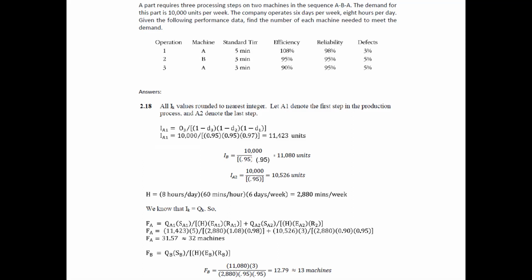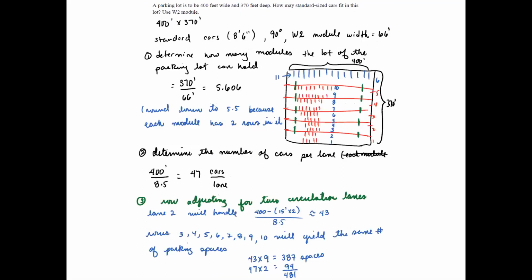Good. So let's move forward to this one. This is the problem that we solve as part of lab 4. Here you are asked to design a parking lot using a space that is 400 feet wide and 370 feet deep.